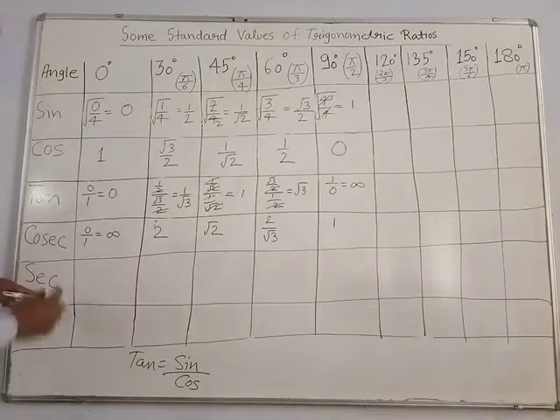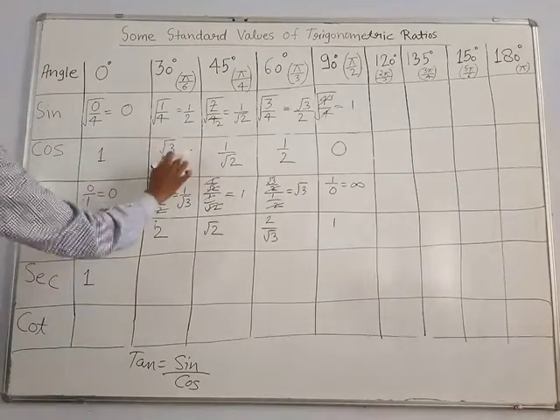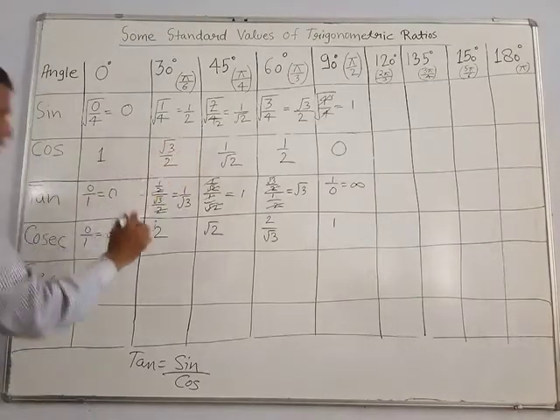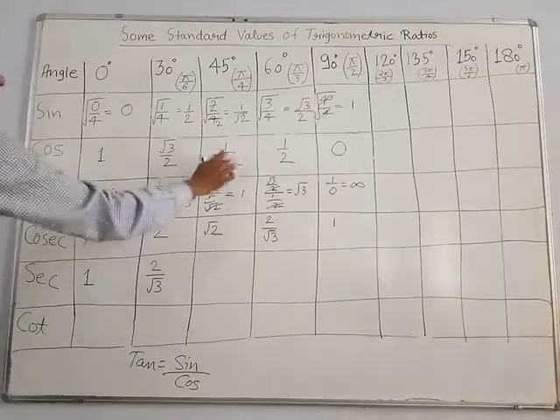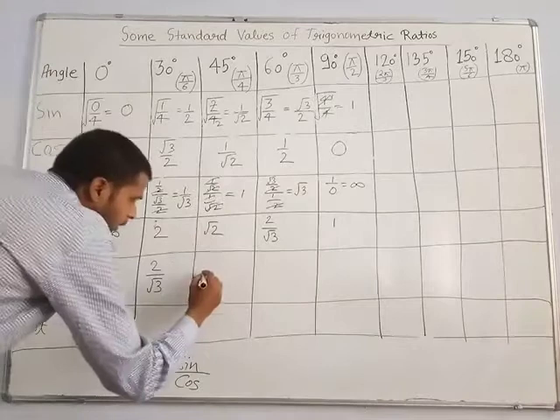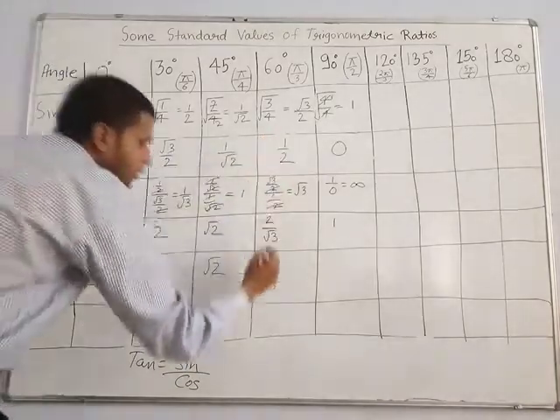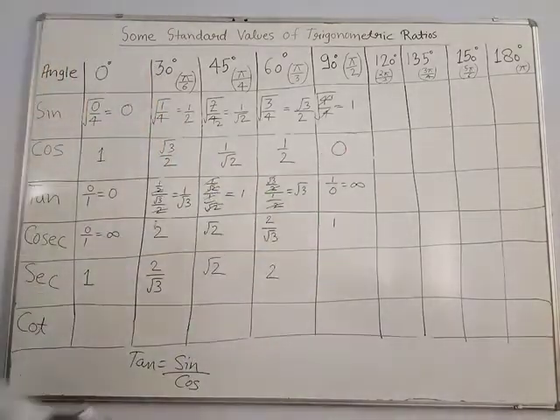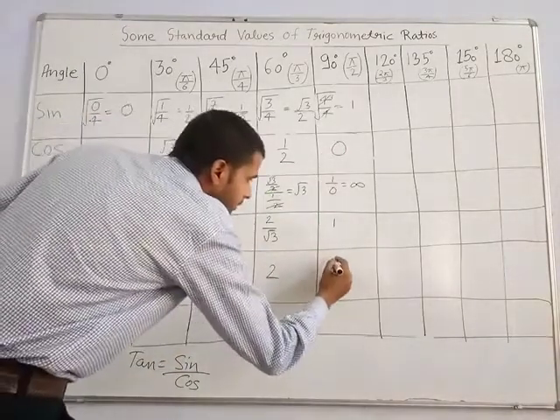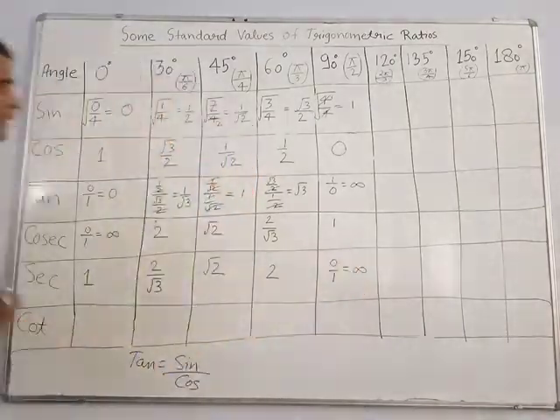Right? Sec is the reciprocal of cos. So 1, root 3 upon 2, reciprocal of root 3 upon 2 is 2 upon root 3. 1 upon root 2, reciprocal is root 2. Then 1 upon 2, reciprocal is 2. Then 0, and 1 upon 0 is infinity.